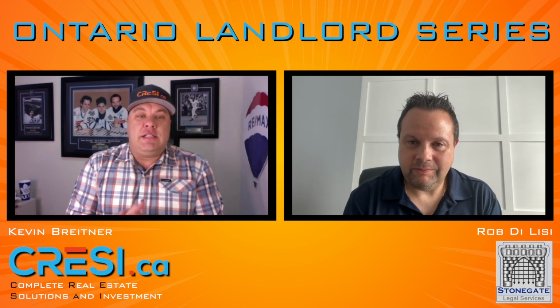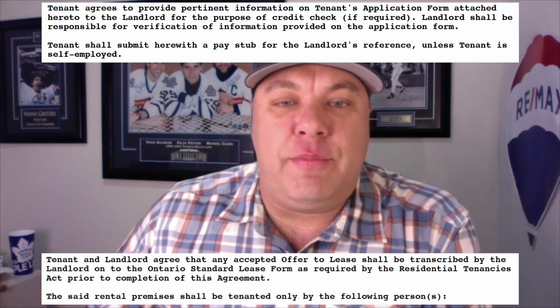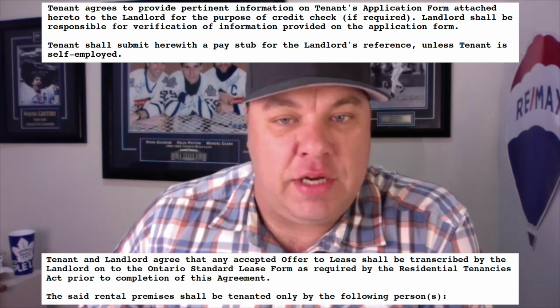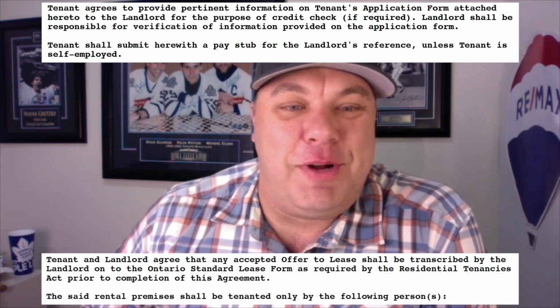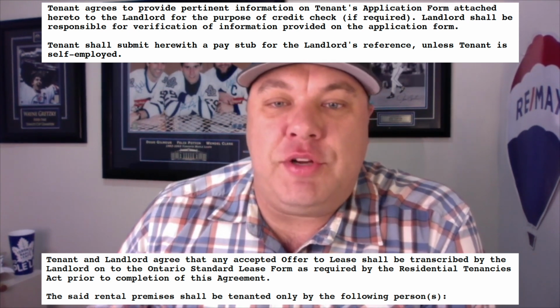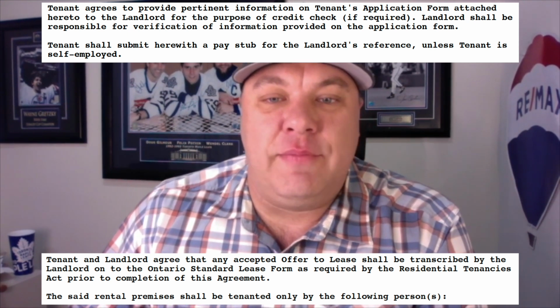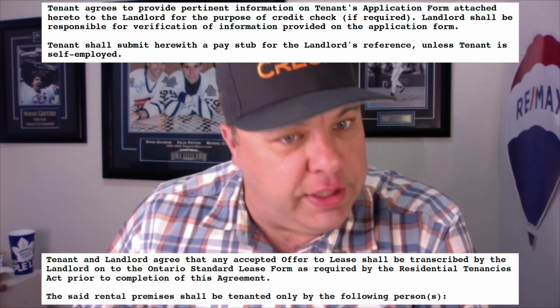But let's go through these things. I'm going to talk about what this landlord has put in here, and we can break this down for everybody a little bit as we go. He starts off by saying, I'm going to read these first few, and then we'll stop and break them down because they're all together. Tenant agrees to provide pertinent information of tenant's application form attached here to the landlord for the purpose of credit check, if required. Landlord shall be responsible for verification of information provided on the application form. Tenant shall submit herewith a pay stub for the landlord's reference unless tenant is self-employed.